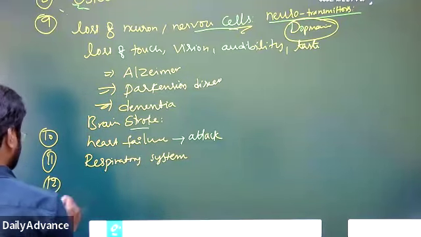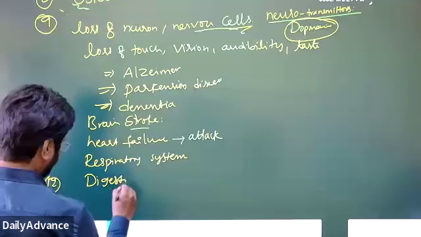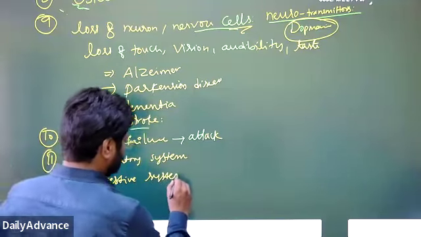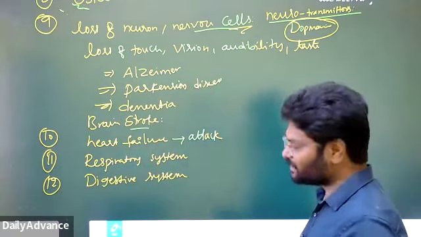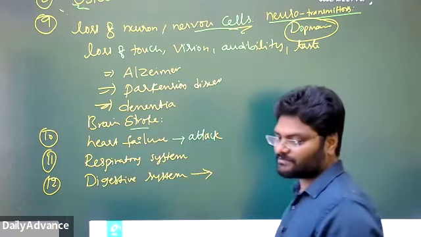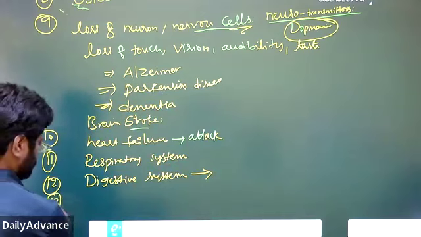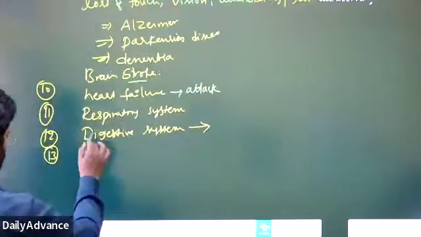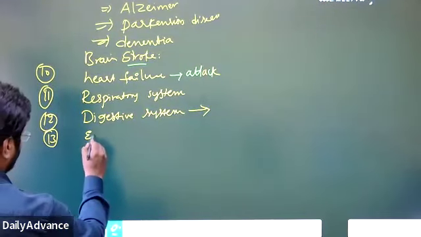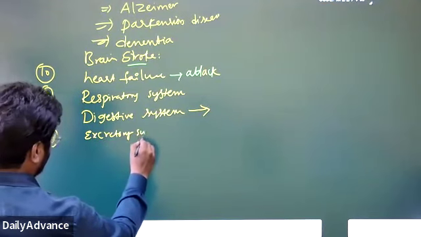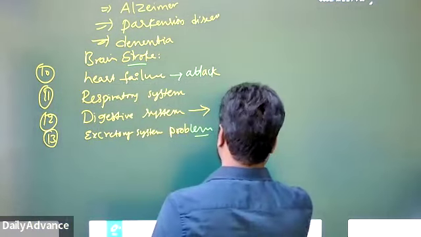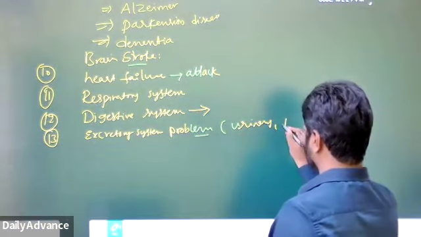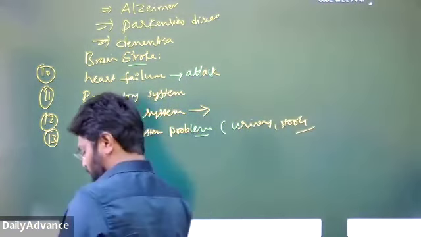Next you can see digestive system failure. The enzymes secreted by the digestive system are unable to break down complex foods. So liquid kind of foods are preferred by old age people because of that. And 13th, you can see excretory system problems, like urinary tract problems or stool formation. These are all the other problems.